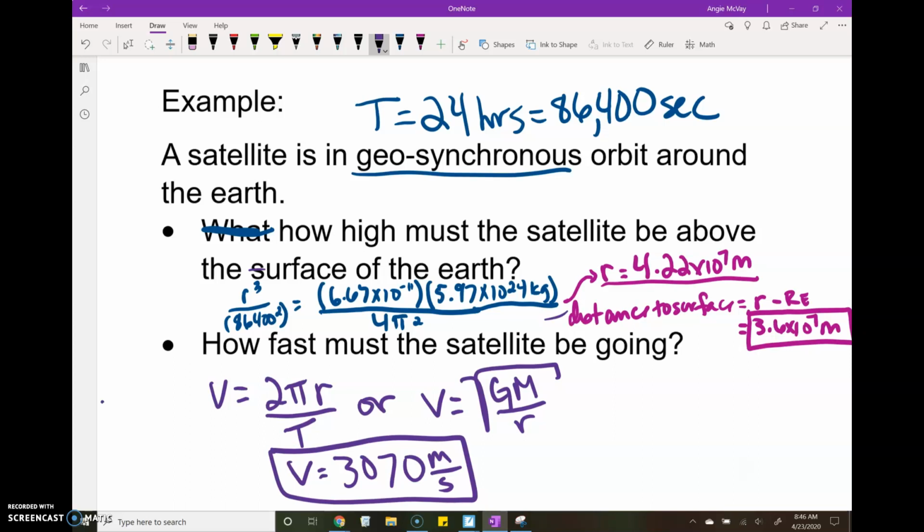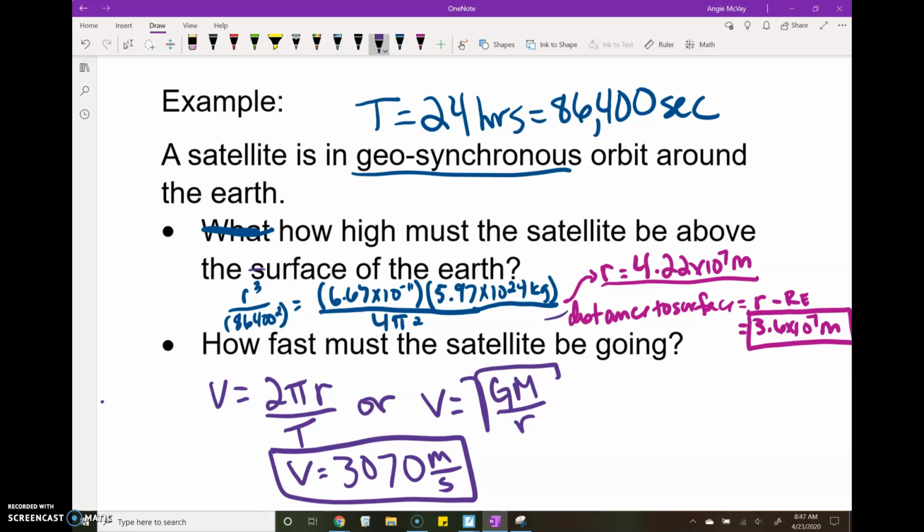the Earth. Okay, so it turns out the actual distance above the surface of the Earth is 3.6 times 10 to the 7 meters. Okay, and if that's true, how fast must the satellite be going? Well, you can use either just your speed for an object in circular motion equation or our new orbit velocity equation, and you should get 3,070 meters per second.